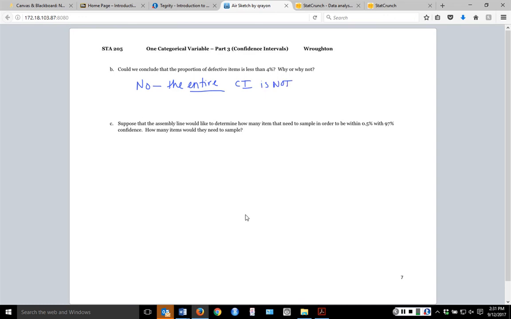So even just part of it is bigger, I can't say that it's less than 4%, because I'm not any more confident in any number in that interval than any other.